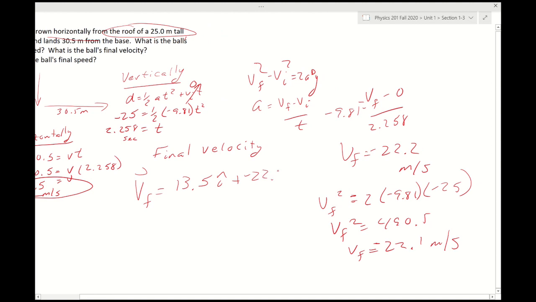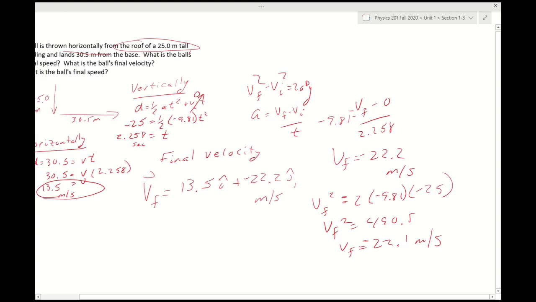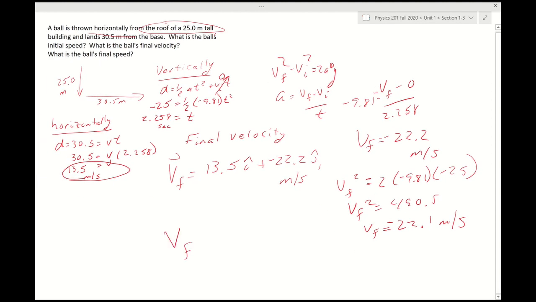Finally, the final speed is just going to be the magnitude of that. So you can use Pythagorean on this one. Square root of 13.5 squared plus a negative 22.2 squared, which really is going to give us a final speed of 25.9 meters per second.